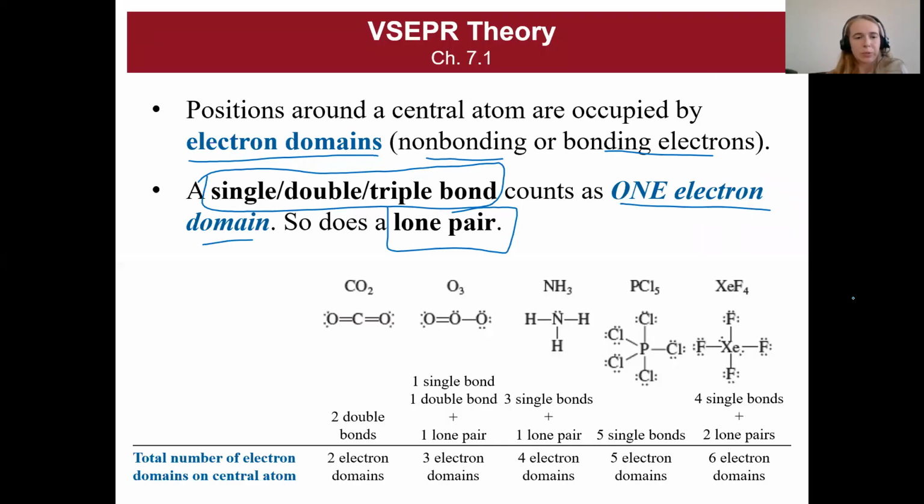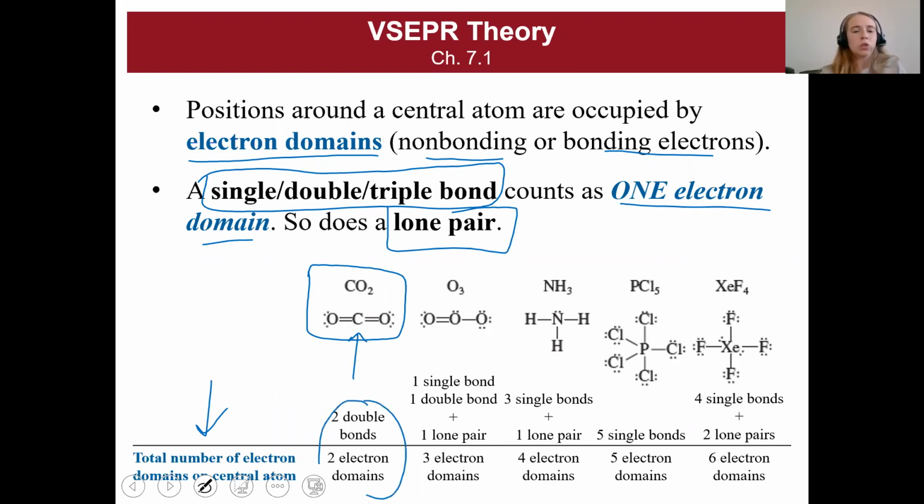So let's see some examples of this. Down here, this bottom row is going to be the total number of electron domains on the central atom in this molecule. Here's one example. CO2, carbon dioxide, has 2 double bonds attached to its carbon. We're always going to talk about the central atom, how many electron domains that central atom has. So carbon dioxide, that carbon has 2 double bonds around it, which corresponds with 2 electron domains. Doesn't matter that they're double bonds, it's still 2 electron domains.